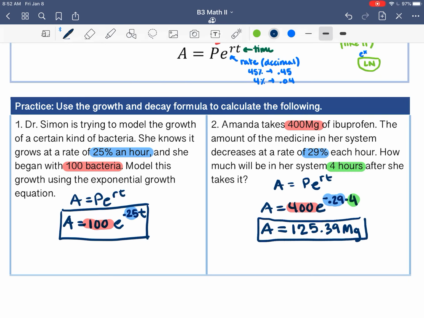which makes sense. I encourage you to always make sure that your answers make sense. If she starts with 400 milligrams of ibuprofen and 4 hours later she has like 10,000 milligrams of ibuprofen in her system, that seems bad, right? Just make sure that your answers make sense, and you should be good.